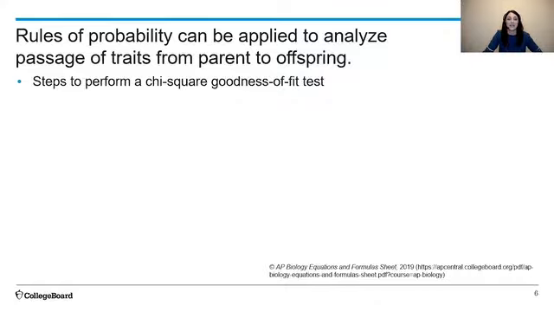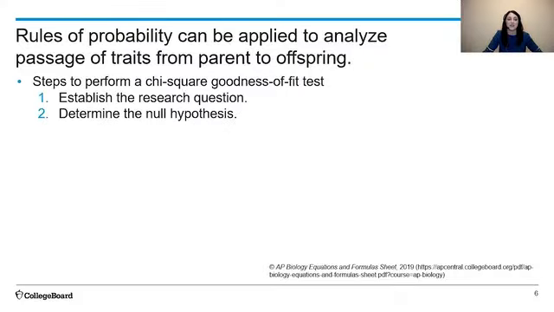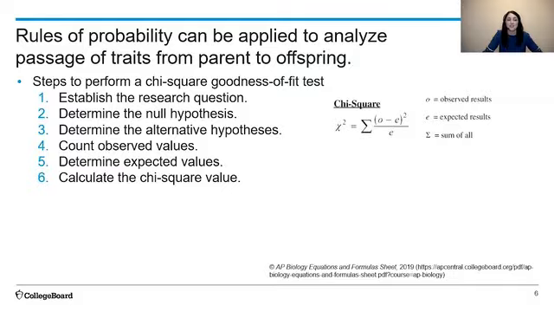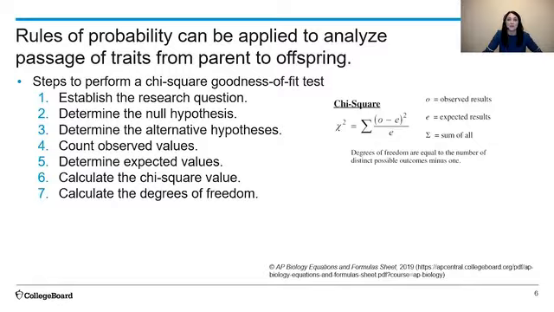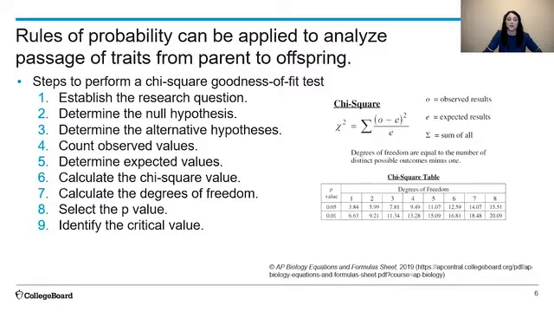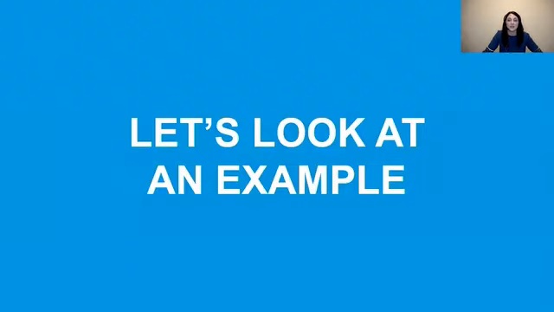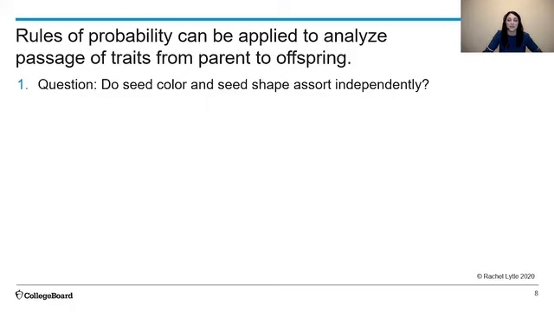So the steps to perform a chi-square goodness of fit test are, number one, establish the research question, determine your null and alternative hypotheses, count the observed values, determine expected values, use those to calculate the chi-square value using this formula, calculate the degrees of freedom, select the p-value, identify the critical value from the table, and compare the chi-square value to the critical value to draw your conclusions. So we're going to go through an example.